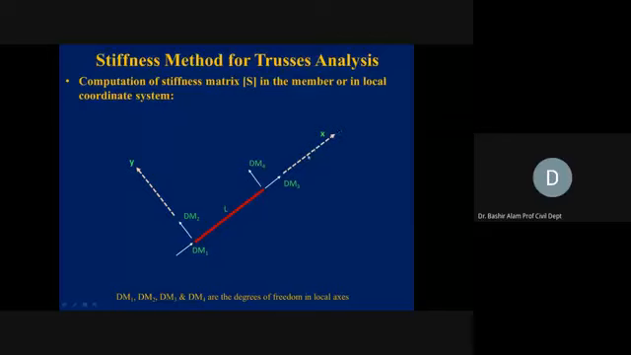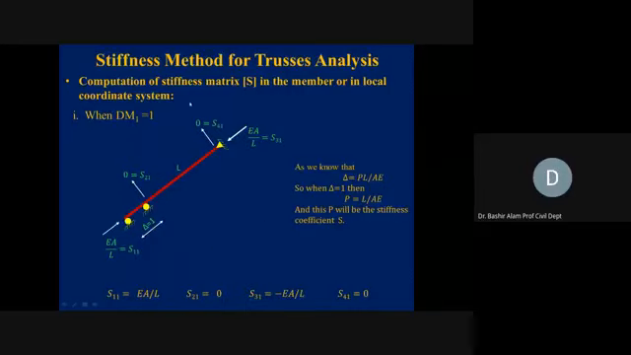Next, here you see DM1, DM2, DM3, and DM4, and this is our positive axis. You can see the arrow, this is the positive axis, and this is the positive y-axis in the local coordinate system. So let's discuss how we generate this. First we will discuss this, and then we go and generate the stiffness matrix in the global coordinate system. So turn by turn, we will start now: DM1 equal to 1, then DM2 equal to 1, then DM3 equal to 1, and then DM4 equal to 1.